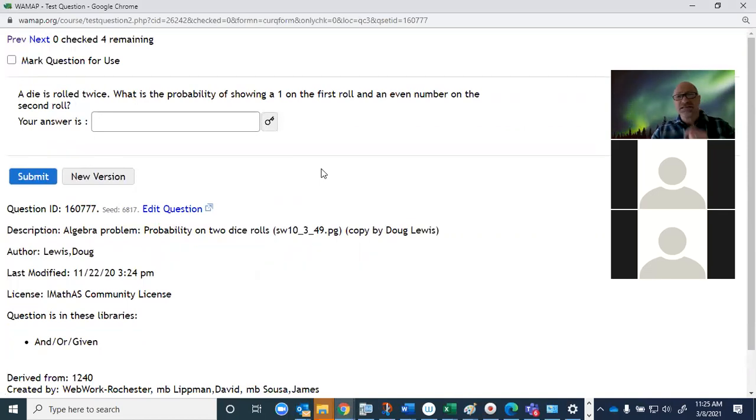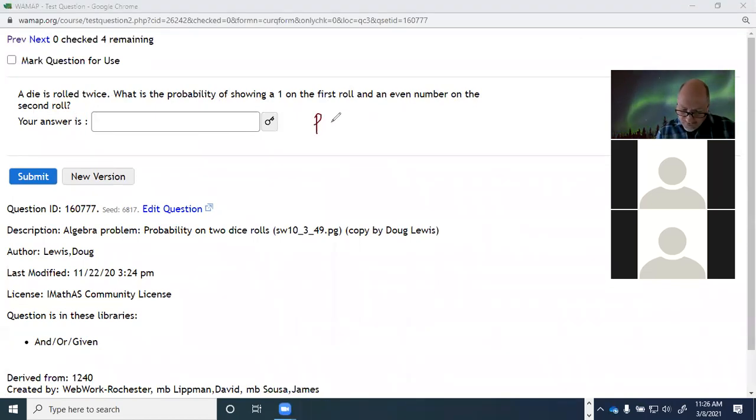So next. This is now a new type of probability that we haven't talked about, and that is when a die is rolled twice. It says, what's the probability of showing a 1 on the first roll and an even number on the second roll? So this is the probability of event A followed by event B.